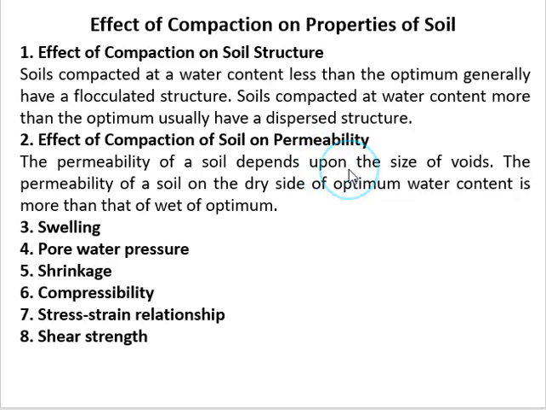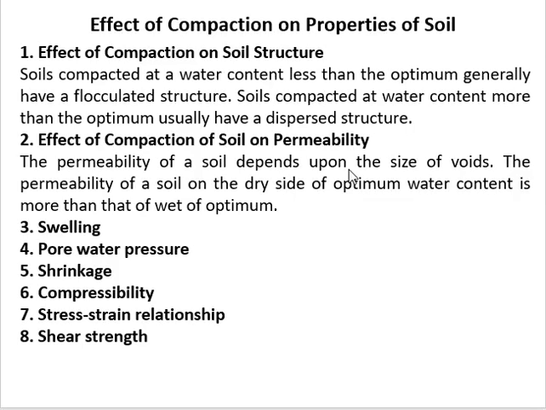Effect of compaction on properties of soil. First one is effect of compaction on soil structure. Soils compacted at a water content less than the optimum generally have a flocculated structure. Soils compacted at water content more than the optimum usually have a dispersed structure.